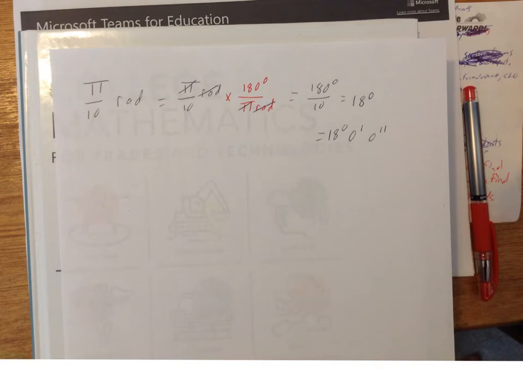Saw your question on the discussion board. You want to convert pi tenths radians to degrees.